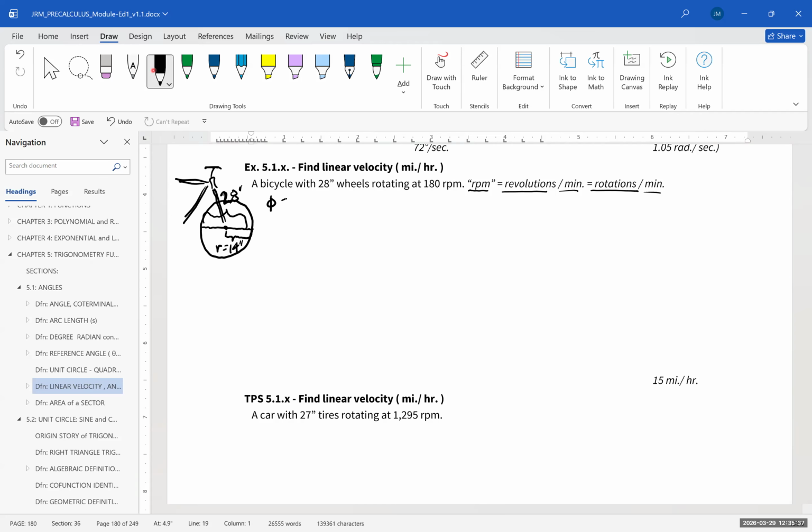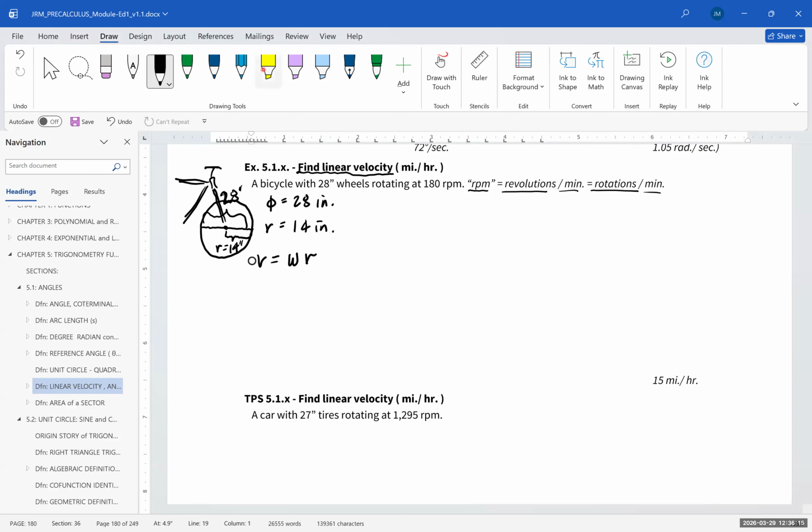So the diameter is 28 inches, which means the radius is going to be half of that, or 14 inches. Okay, so we're going to need to convert this into a radius here. All right, so we need to find the linear velocity. So linear velocity is equal to angular velocity times the radius.